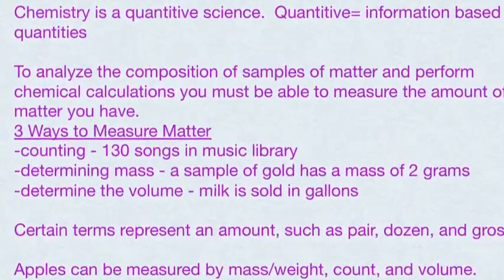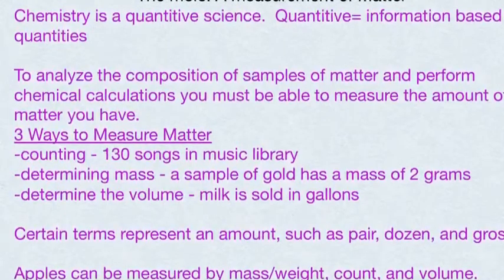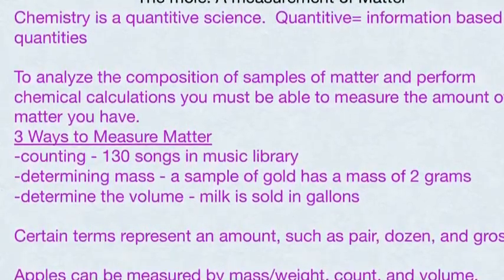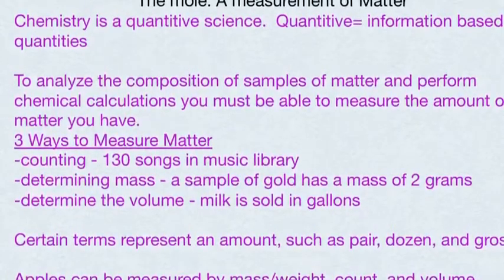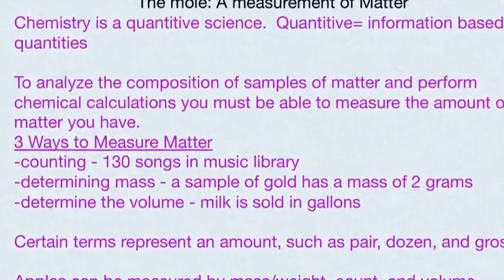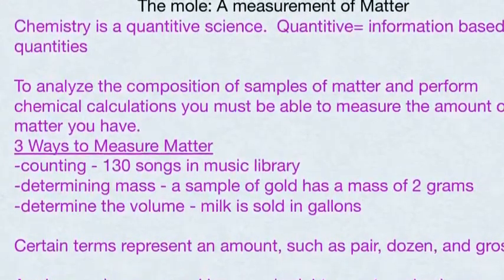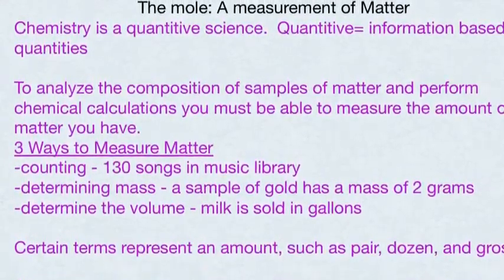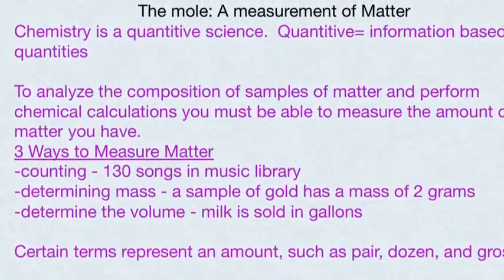Certain terms represent an amount, such as a pair meaning 2, a dozen meaning 12, and a gross meaning 144. For an example of this, apples can be measured by mass, weight, count, and volume. An example of count is that 1 dozen apples is equal to 12 apples. Mass, 1 dozen apples are equal to 2.0 kilograms apples. And for volume, 1 dozen apples is equal to 0.20 bushel apples.